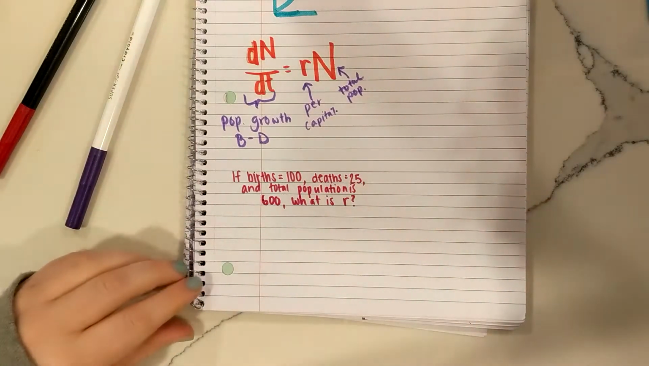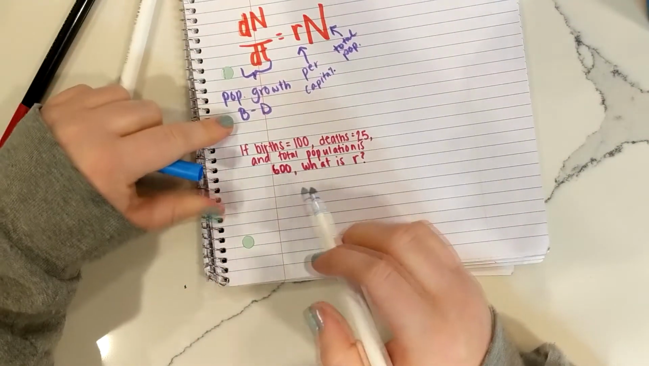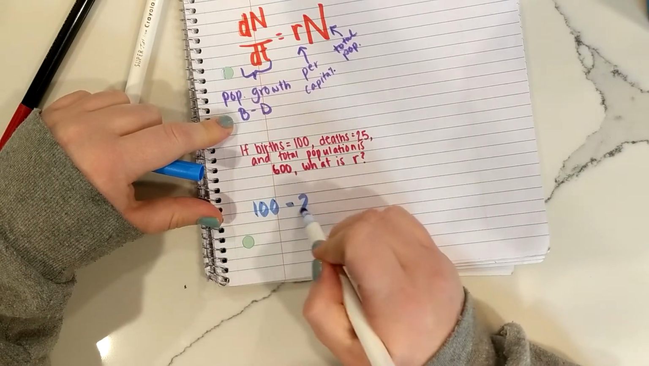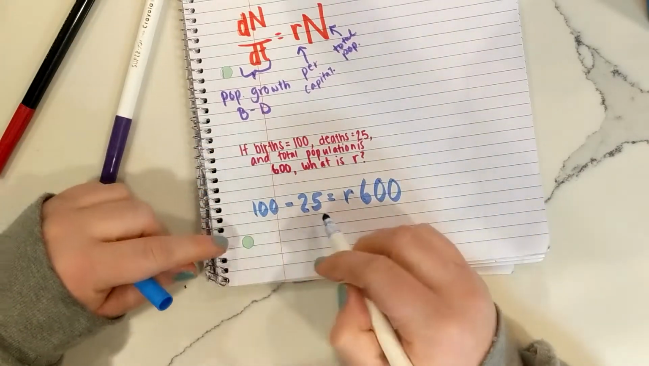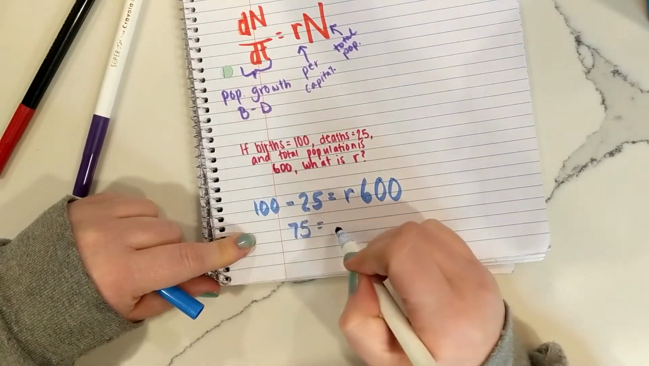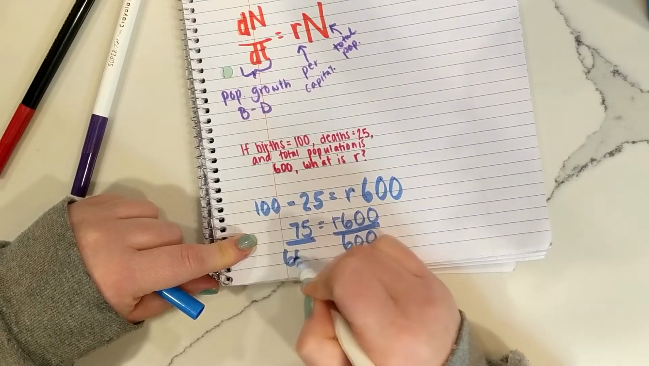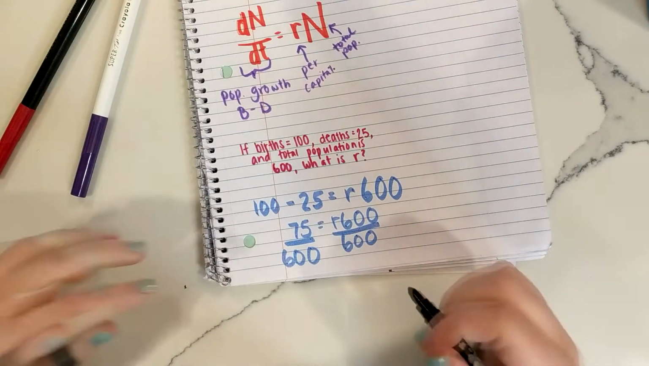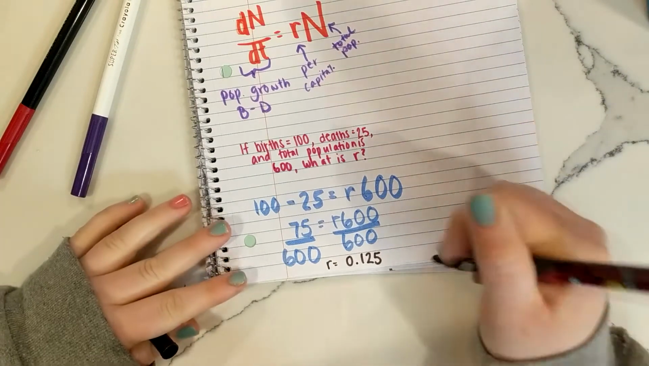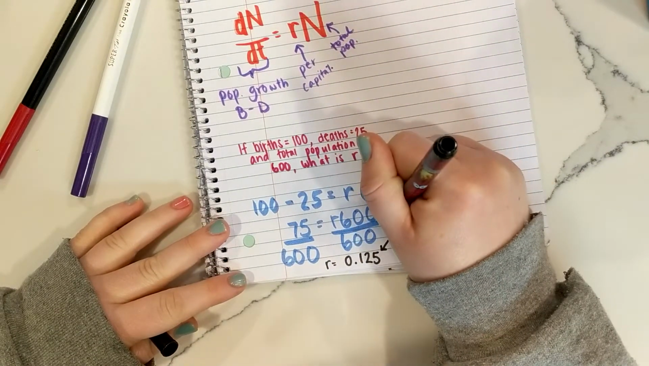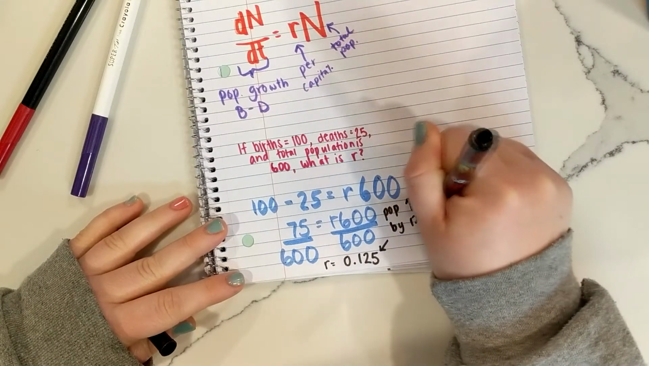So it's really easy. You just write out the equation and fill it in. So this is births minus deaths. So we've got 100 minus 25 deaths equals R times 600. So 100 minus 25 is 75. Then R times 600. Now all I have to do is divide each side by 600. So that's just algebra. So this is going to be 0.125. So what does that mean? Well, population is growing by 12.5% each year.